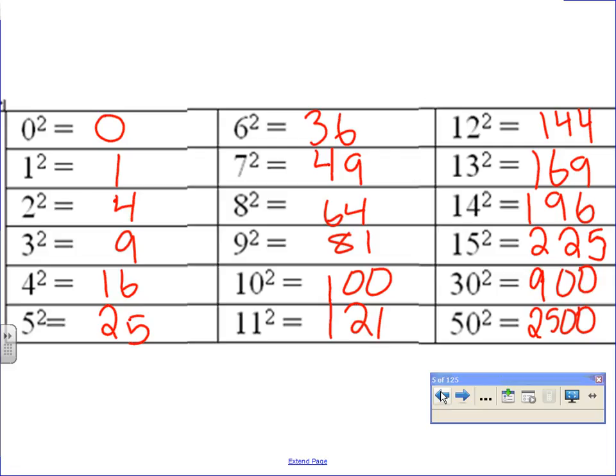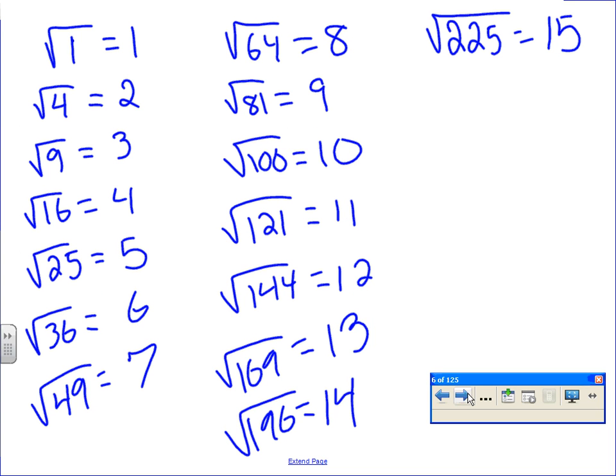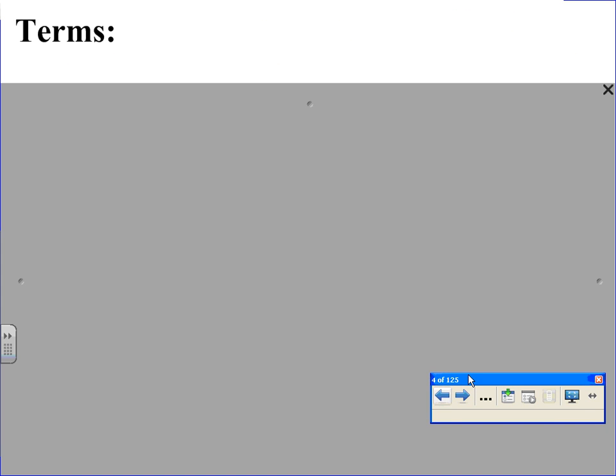Yeah, but there's not a check mark by the answer. Oh, you mean that the square root symbol looks like a check mark. Is that what you're saying? Well, it's not a check mark. It's the square root symbol, the radical symbol. Okay? All right, so let's go back to some definitions.